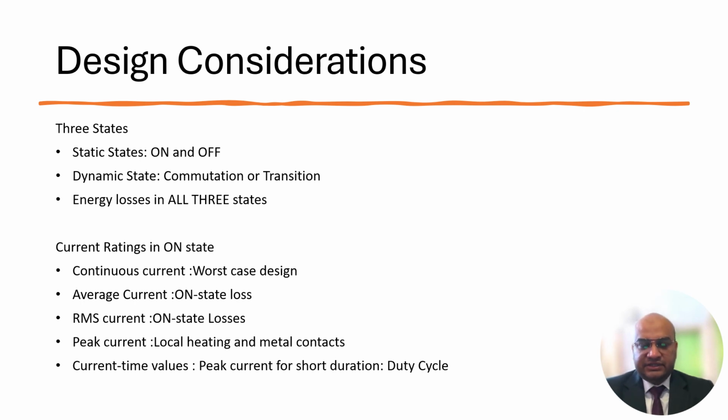Current ratings which have to be considered during the on state is continuous current for the worst case design scenario. Average current has to be considered during on state loss, RMS current during on state losses, and peak current is required to understand the local heating and metal contacts. Then current time values are required for peak current for short duration, which is also called duty cycles. So these are certain design considerations that are required to be kept in mind while choosing any switch.